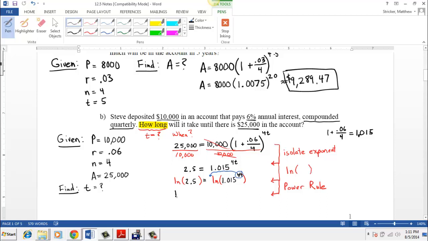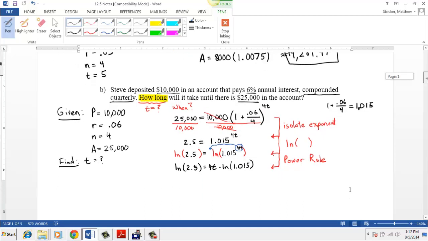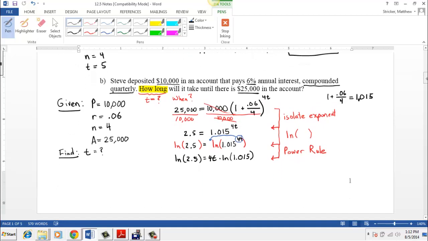And so that gives us now the natural log of 2.5 equals 4t, now it's on the front, times, I put a little dot there. We don't have to put it there, but just to help us remember that this is times the natural log of 1.015. And then now we're actually really close to being able to solve this problem. Remember, we're trying to get t by itself, and we have t here times 4, and then t times this natural log.